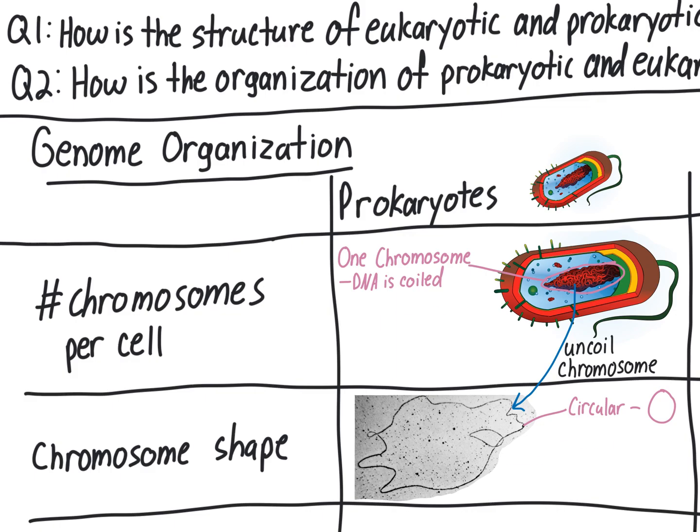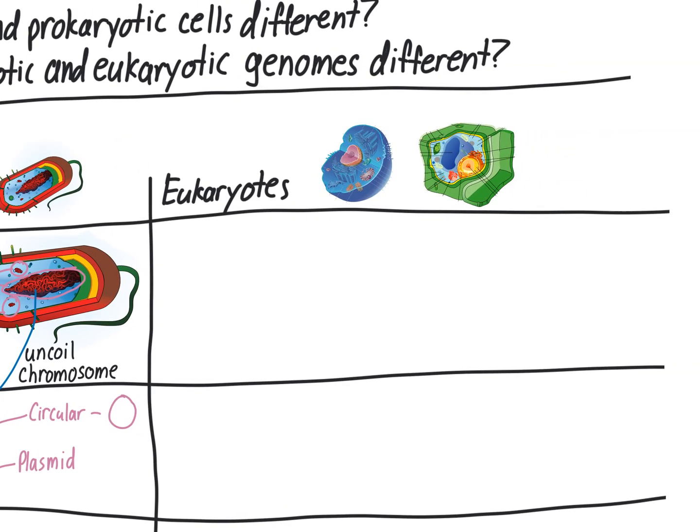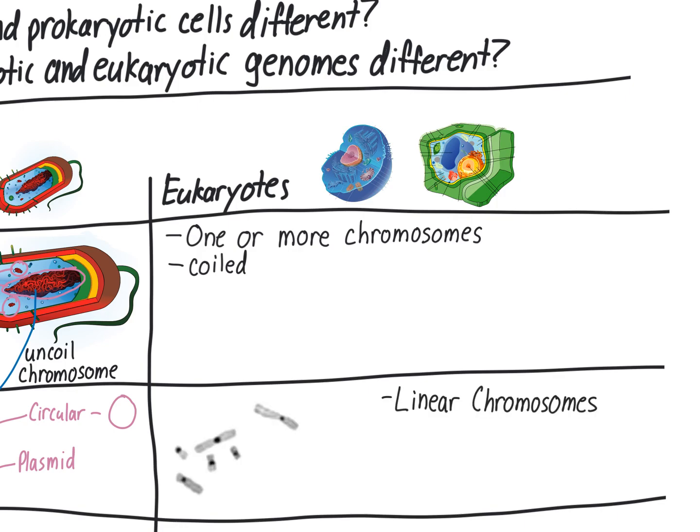Smaller chromosomes called plasmids, sometimes present in many copies, may also be present. This smaller DNA molecule in the micrograph is a plasmid. While prokaryotes have one circular chromosome, eukaryotes have one or more chromosomes, often many of them, which are also coiled. Eukaryotic chromosomes are linear, that is to say that each chromosome has two ends.